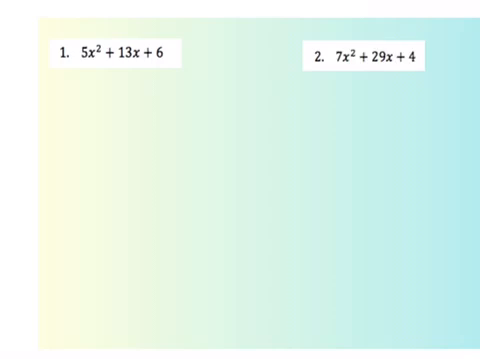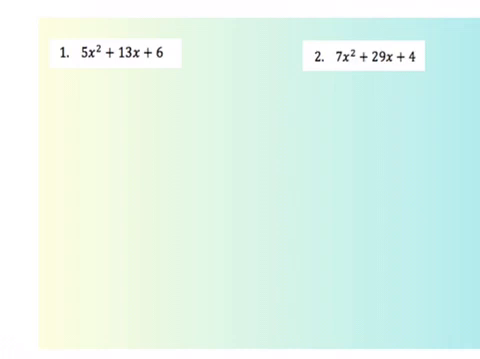So let's try to make this all make sense and look at an example. Number 1, the first thing we want to do is see, do they have a GCF that we can take out? Do they have a number or a variable in common that can come out right away? I have a 5, a 13, and a 6. They do not have a number in common, and they do not have a variable in common. So there is no GCF to start with in the beginning.